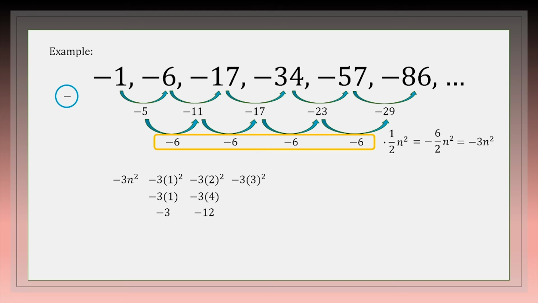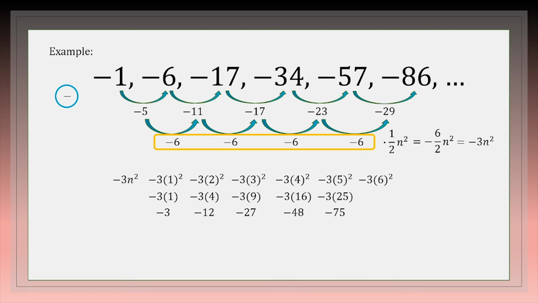Then, sa third term naman tayo, negative 3 times 3 squared. So, 3 squared natin is 9 times negative 3 is negative 27. Fourth term naman tayo. So, negative 3 times 4 squared. 4 squared is 16 times negative 3 is negative 48. Then, on the fifth term, negative 3 times 5 squared. So, 5 squared is 25 times negative 3 is negative 75.